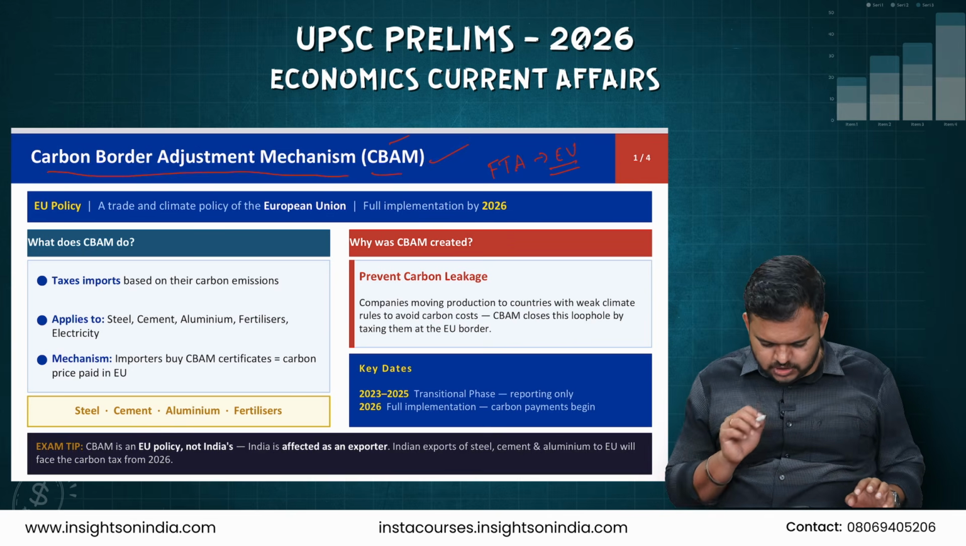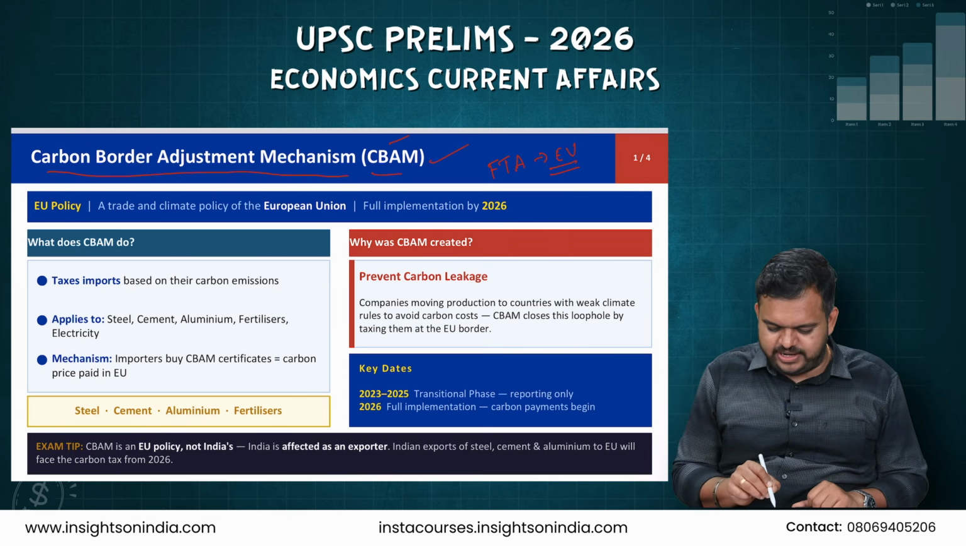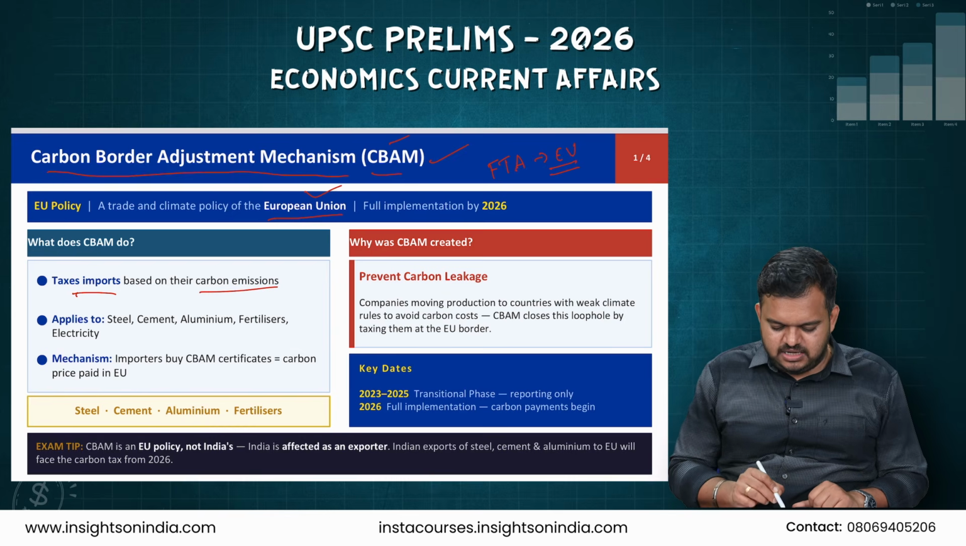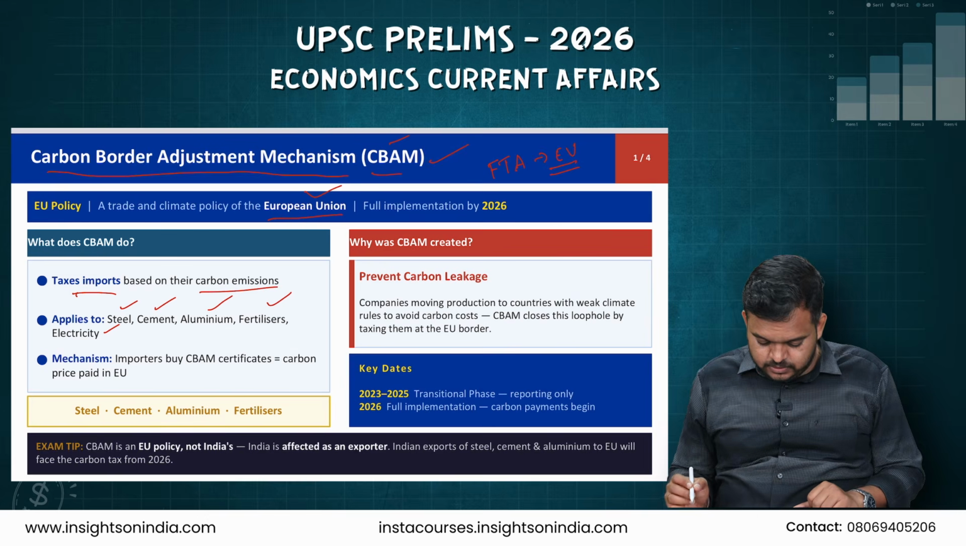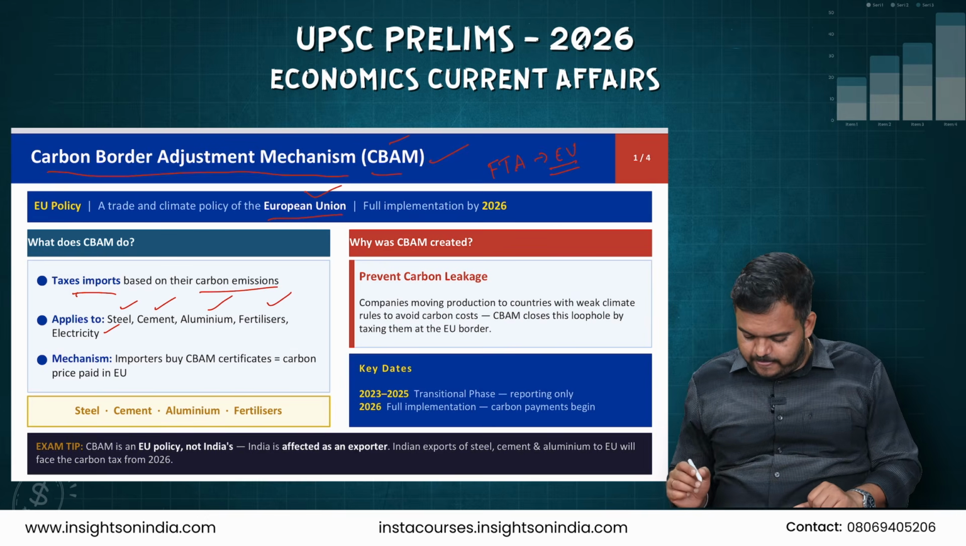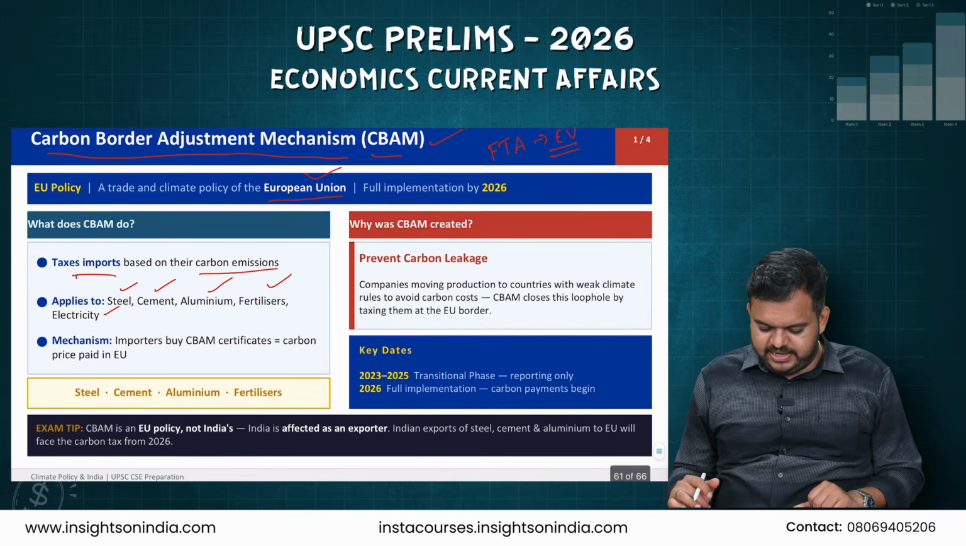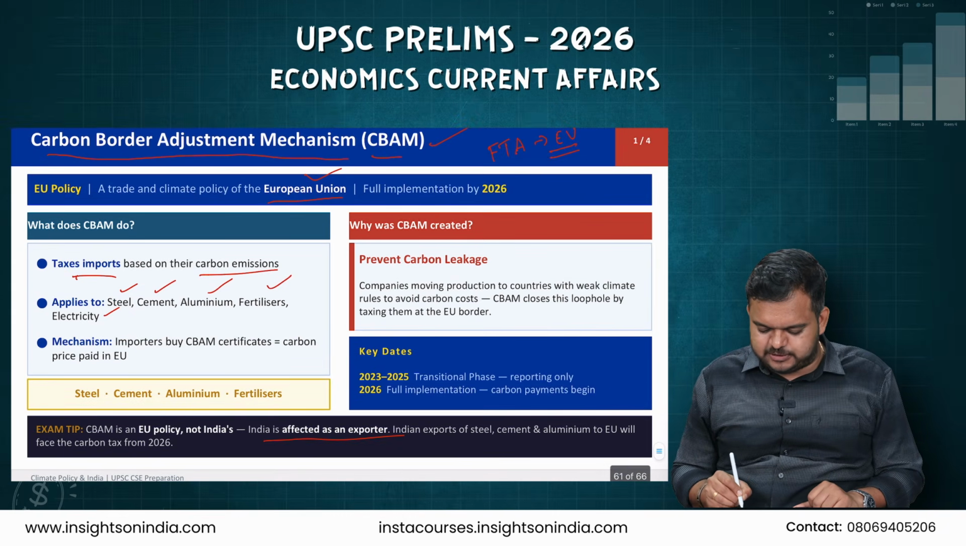Right? What does CBAM do? Again, I told you, right? A trade and climate policy of the European Union, right? Taxes imports based on carbon emissions. Industries concerned are steel, cement, aluminium, fertilizers, electricity. Right. That's about it. So, India is affected as an exporter.